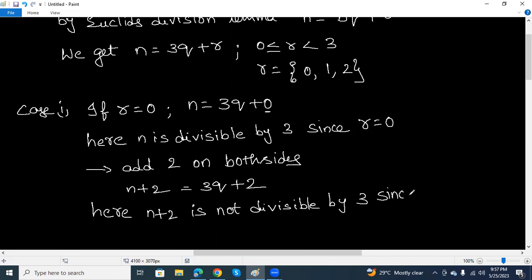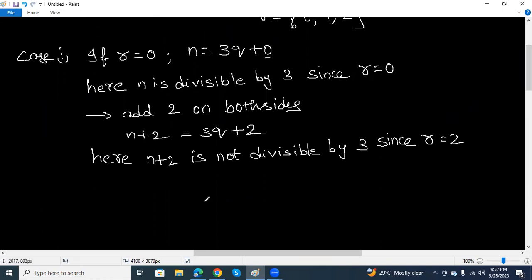Since the remainder we are getting is 2, it is not divisible. Unless you get a 0, it is not divisible, right? Now we need to check the n plus 4 case also. So now add 4 on both sides to the case n. So n plus 4 is equal to 3q plus 4.